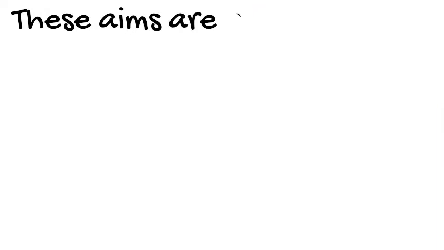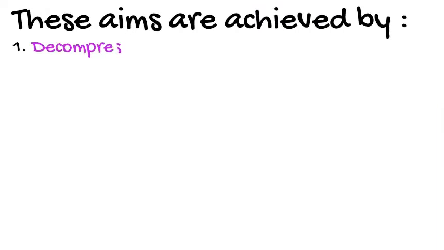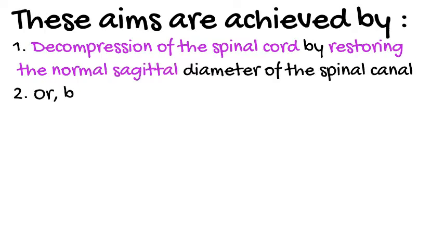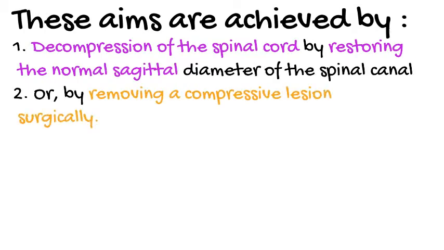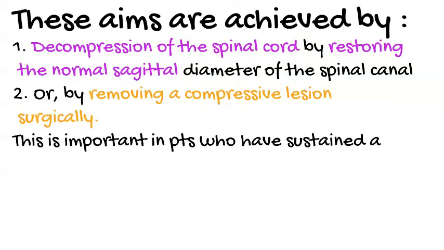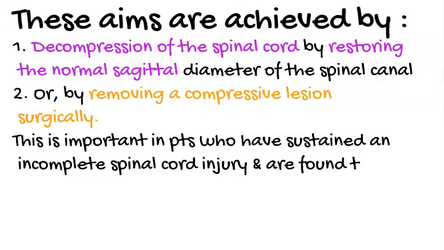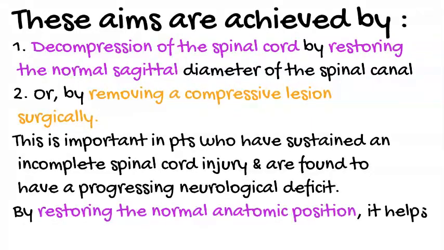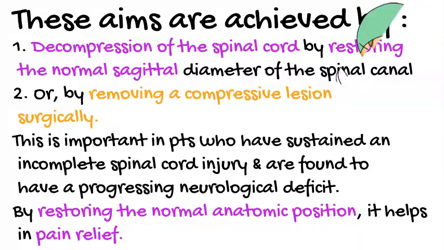These aims are achieved by, number 1, decompression of the spinal cord by restoring the normal sagittal diameter of the spinal canal. Number 2, or by removing a compressive lesion surgically. This is important in patients who have sustained an incomplete spinal cord injury and are found to have a progressive neurological deficit. By restoring the normal position, it helps in the pain relief.